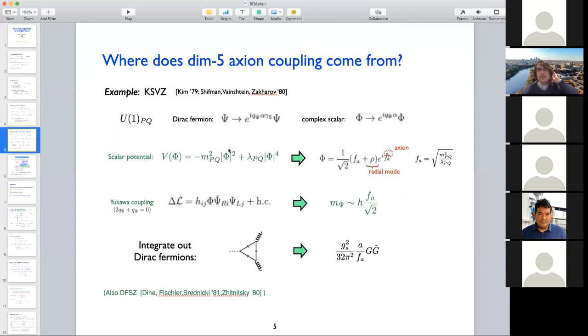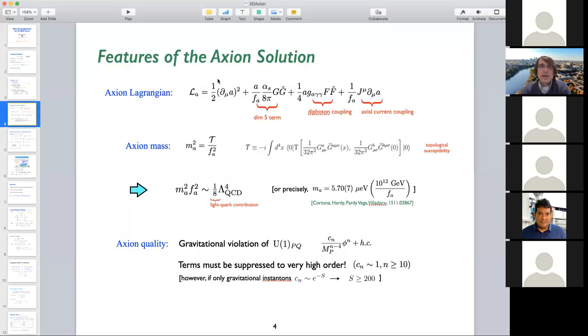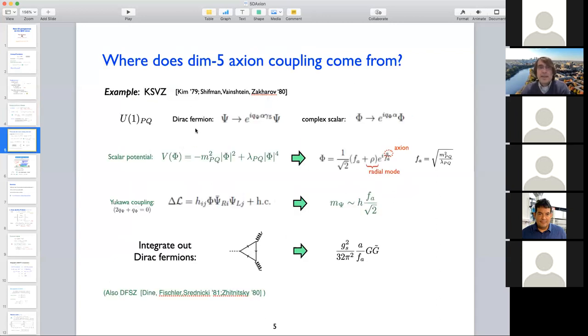The other thing you can ask is, well, where does this dimension 5 coupling come from? If you go back here, there's this new mass scale that appears in the standard model. Well, where does it come from? And again, back in the early 80s, this question was addressed, and the origin appears to be that you introduce new fermions, which are charged under the Peccei-Quinn. You also introduce a new scalar, which is also charged under the Peccei-Quinn.